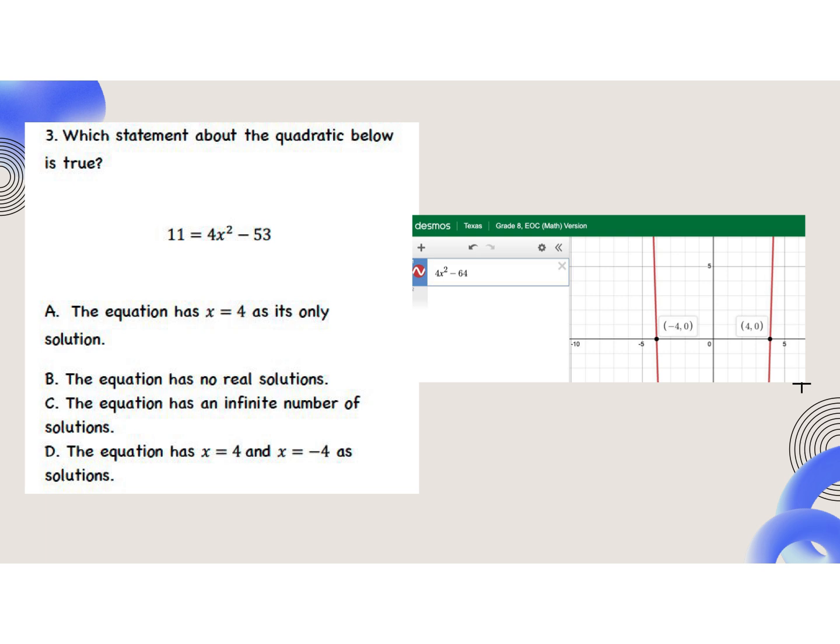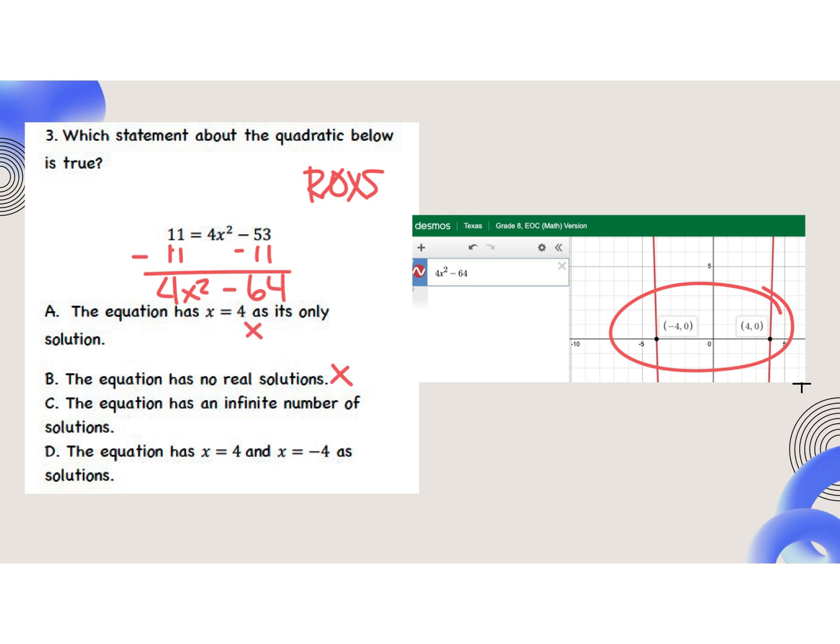For number 3, I would again move everything to the same side. And then I would graph in Desmos for x squared minus 64, which you can see I did here. Because it is asking about our roots, right? Our roots, our zeros, our x-intercepts, and our solutions. So you can see it says equation has only one. Nope. Has no. So no real solutions means that on your graph, it is not touching the x-axis. It is above or it's below. But we are crossing the x-axis. Infinite will never have infinite. It just has these two.